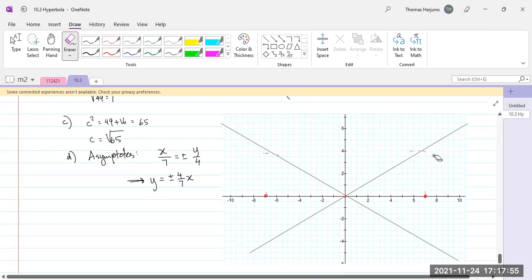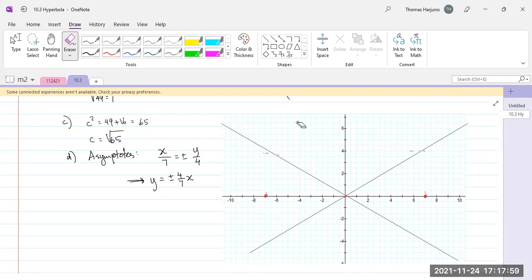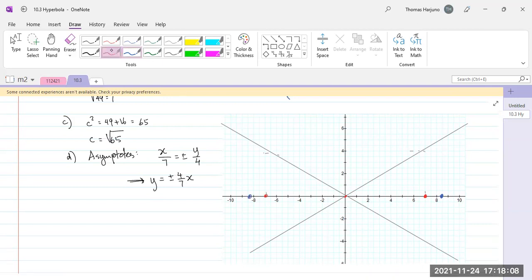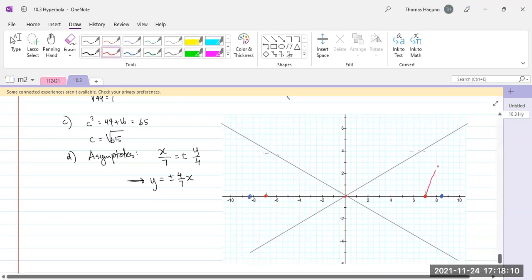Okay, so the foci will be slightly more than 8. Let's say here, square root of 65, right? But the hyperbola will be something that looks like this. Okay, approximately.